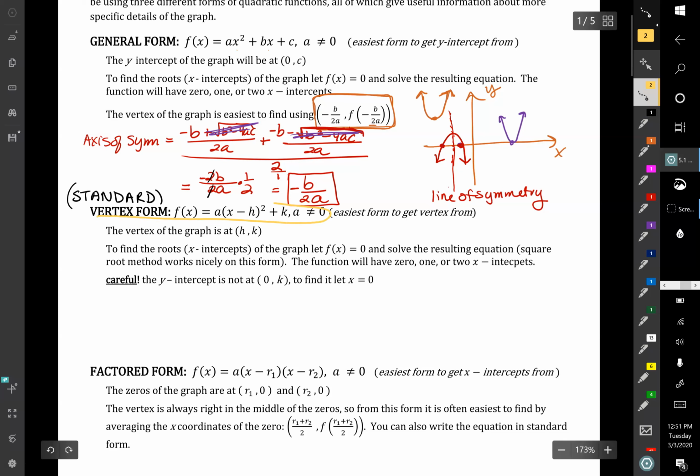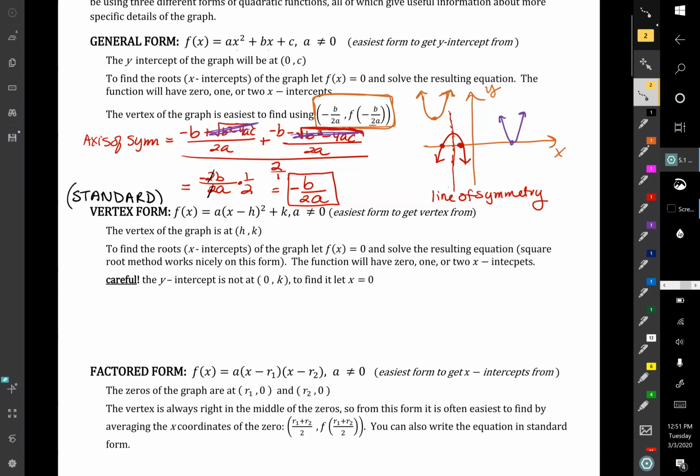Vertex form is already laid out in vertex form. What we do is complete the square. We take this general form and we do completing the square, except like earlier in the term, we always had our quadratic set equal to a number.